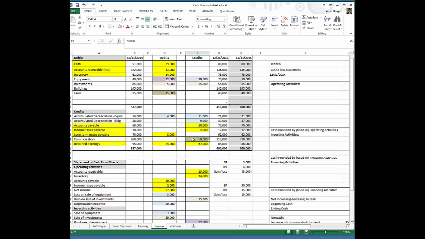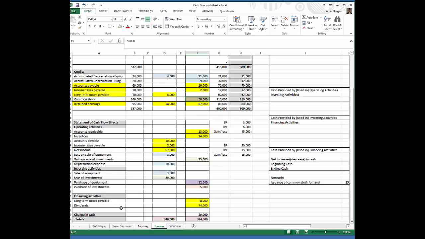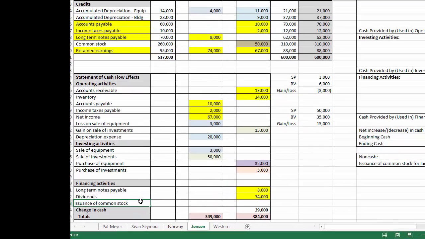So really the only cash that we received is the difference. 50,000 minus the land would be 35,000 in cash. So I only want to bring down the cash piece. So I'm going to go down to the financing section and include issuance of common stock for 35,000. That would be a debit, which puts me in balance.